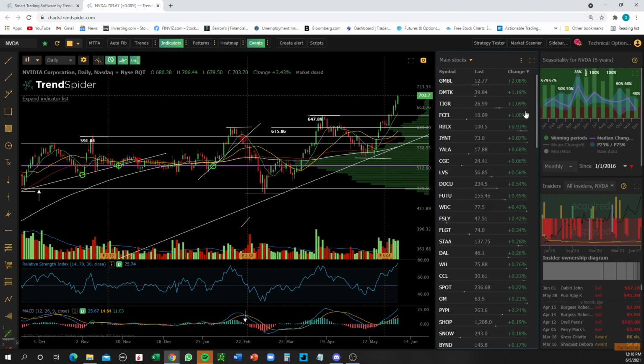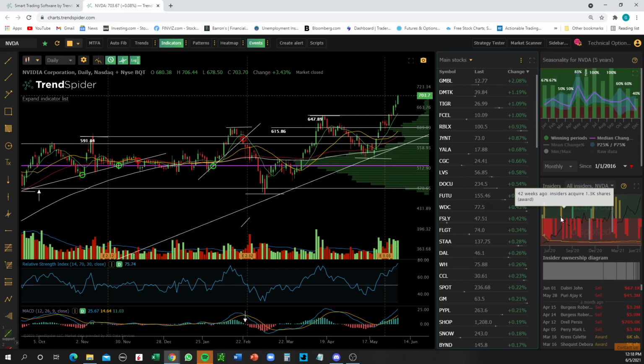TrendSpider is a great platform. Like here, what you could see is seasonality for NVIDIA. What it tells me is the success rate of NVIDIA over the past 5 years. In the month of May, June, and July, it's very high. Like May was 83%, June is 83%, July is 100%. So which kind of tells me what to expect here.